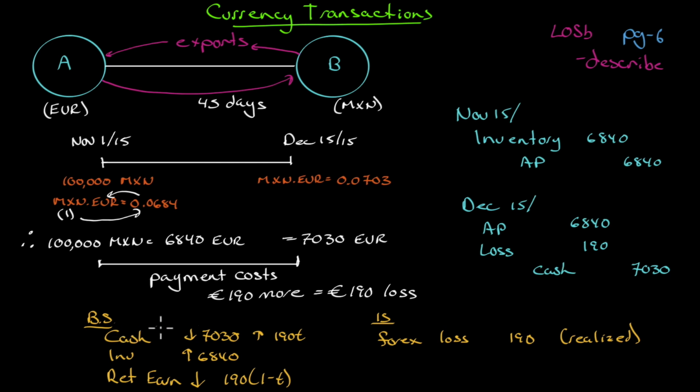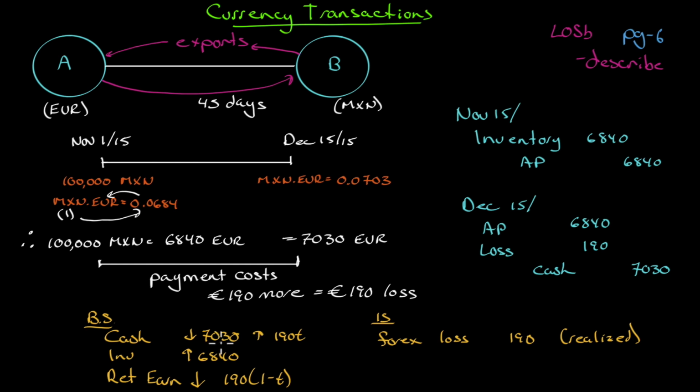What happens to our balance sheet and our income statement in this effect? Our cash is going to drop by 7,030 euros, but increase by 190 times the tax rate. Now, if you're looking in your textbook in the curriculum, it doesn't make this distinction. It doesn't make the distinction at all. It basically just says when it gets to retained earnings, that retained earnings drops by 190. But let's be clear, that's a very simplified example assuming no tax. We want to be as real world as we can.